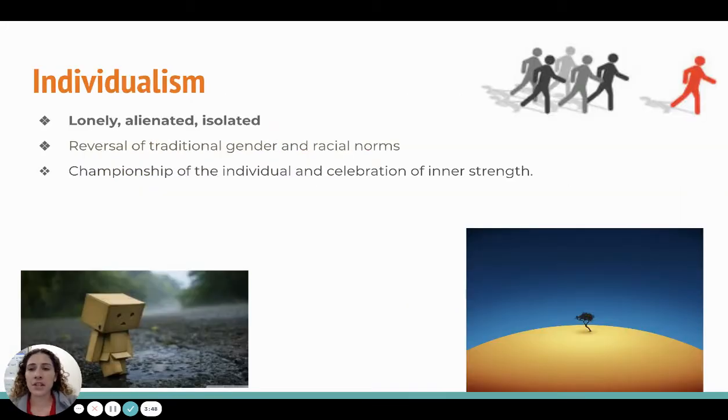Okay, and then we have individualism. It's kind of just as it sounds, it's individualistic. So the main character or somebody is lonely or alienated or isolated. So it's this reversal of traditional gender and racial norms. And you kind of champion the individual and you celebrate their inner strength.